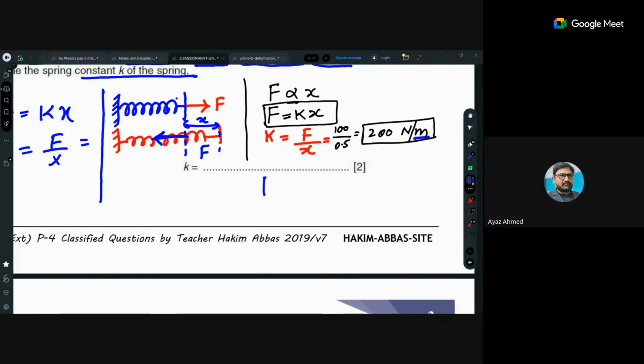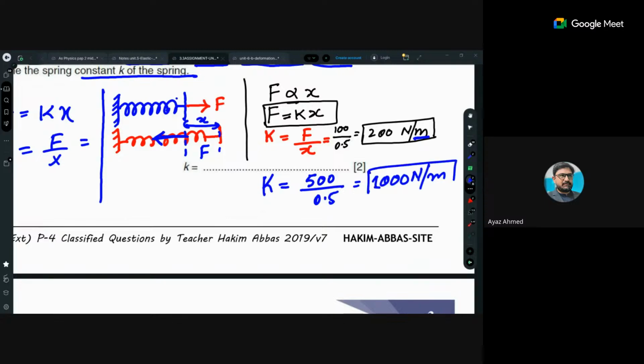But there is another spring. For that spring, I'm applying 500 Newton to produce an extension of 0.5 meter. So that spring will have K equal to 1000. Mirab, now tell me which spring is harder to extend. Sir, the 500 one.